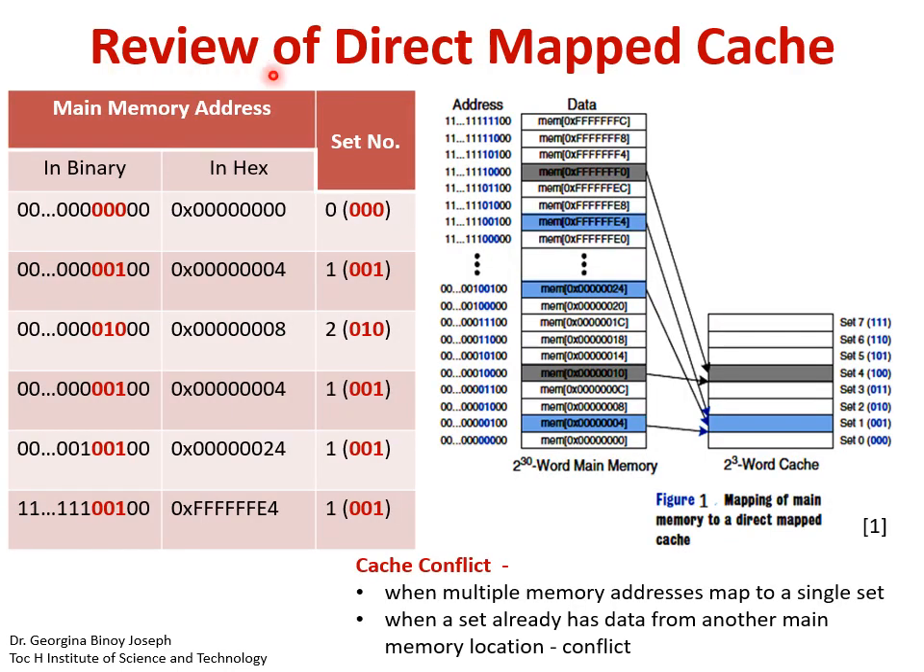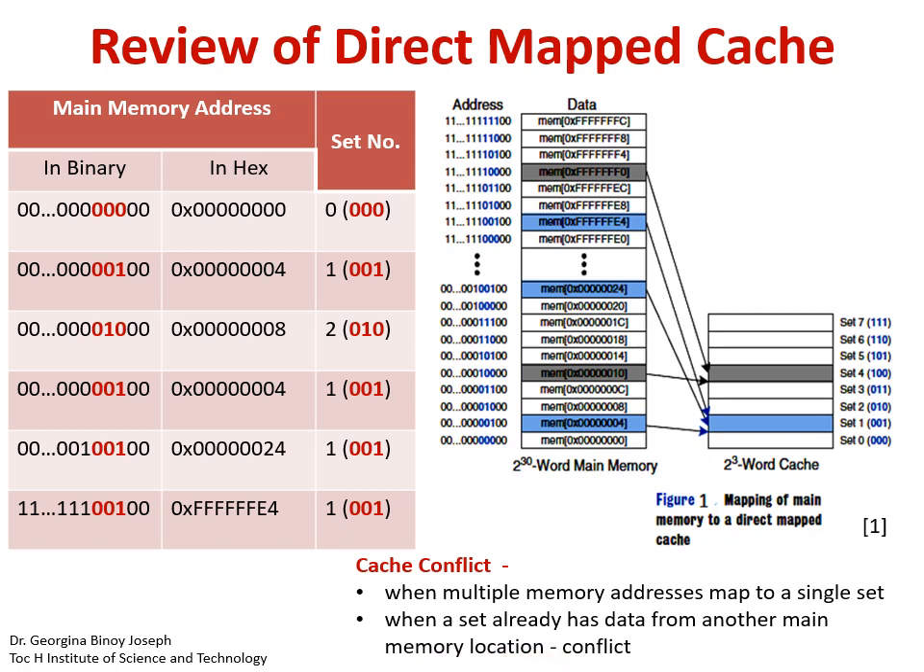Remember, in part 2 of the lecture series on caches, we had studied the direct map caches. Just a recall of how the mapping is done. We had studied an example of an 8-word cache and seen how the various main memory addresses are mapped onto this one cache. Now, a cache conflict occurs when multiple memory addresses map to a single set. When a set already has data from another main memory location, then we say that a conflict has occurred.